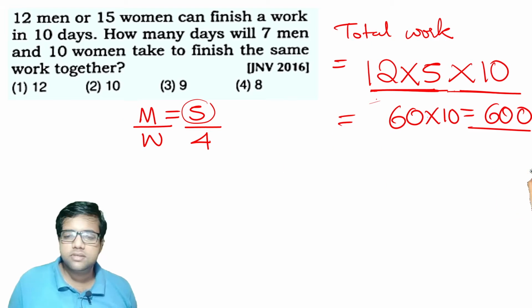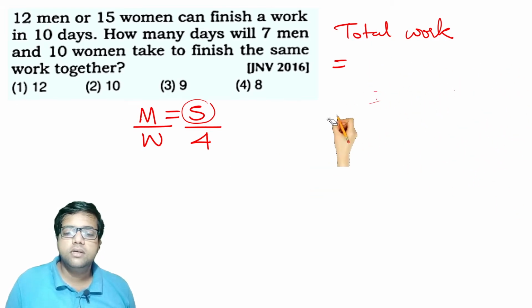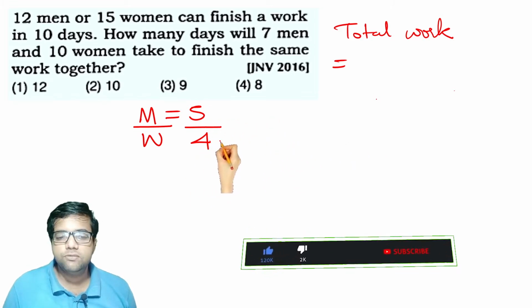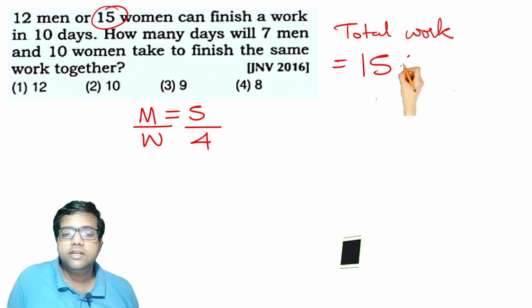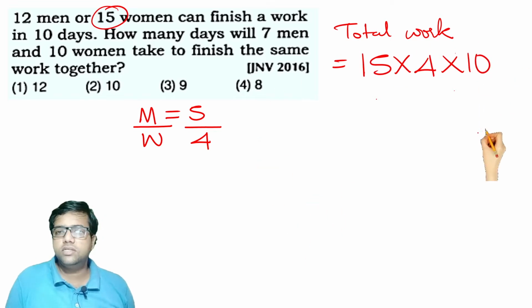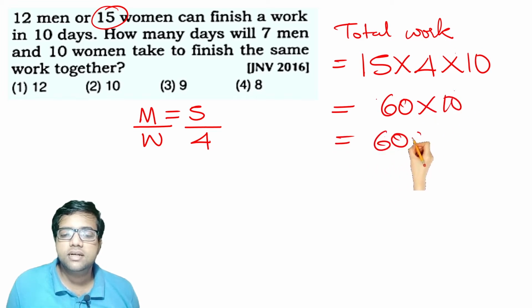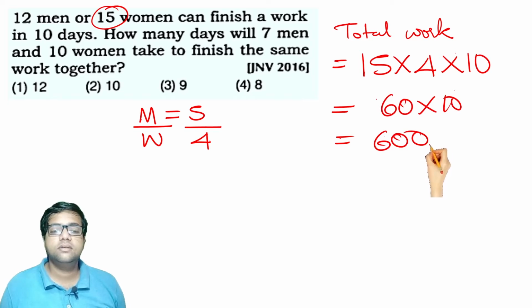You can cross verify the same thing with the help of other information, the women part. Each woman is working for 4 units. So there are totally 15 women, each of them works for 4 units and they are working for 10 days. So this is the total work. 15 fours are 60, into 10 is 600. So the total work is 600.